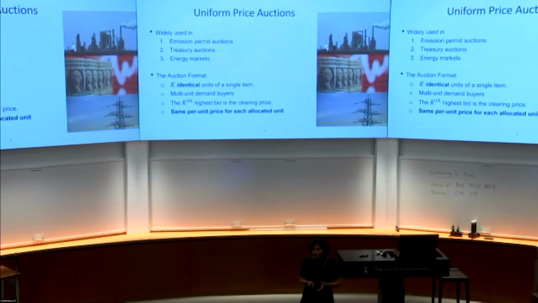As many of you know, in this auction, we have k identical units of a single item. For example, in carbon market setting, the items that we are auctioning off are carbon licenses, which give polluters permission to emit 1 ton of CO2 in air. On the other side, we have buyers that have demand for multiple units. After the bids get submitted, the k highest bids would be declared as winners, and then what is interesting about this auction is that everyone would end up paying the same price for the units that they win. That's where the name is coming from.